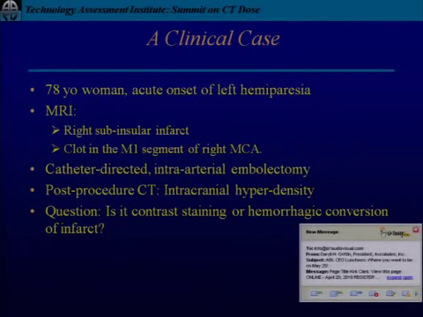Okay. So here was a young patient who came in with acute left hemiparesis. MRI showed there's an infarct. There was a clot in the M1 segment. The patient was taken for embolectomy. The clot was taken out, and then we did a post-procedural CT.